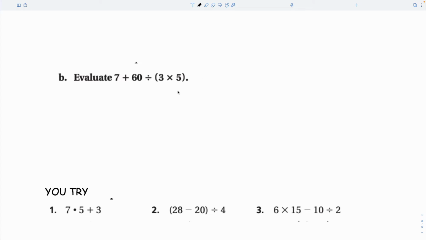This time, I'm thinking of GEMDAS, and you probably saw something like this in 5th grade. There is some parentheses. That is grouping. Same thing with P as parentheses, and I'm going to do that first. 3 times 5 is 15. Then we're going to write everything else below it. There's the 60 divided by 15. I'm not going to change up the order of these.